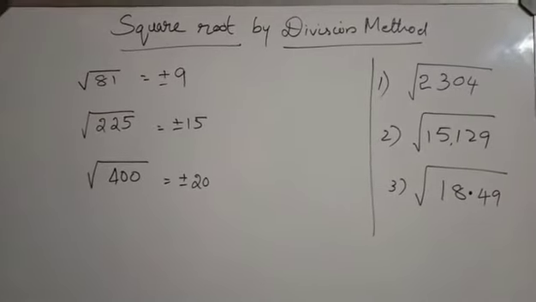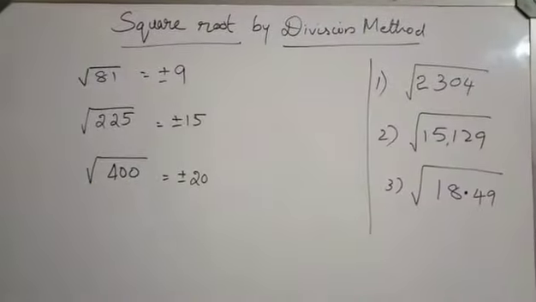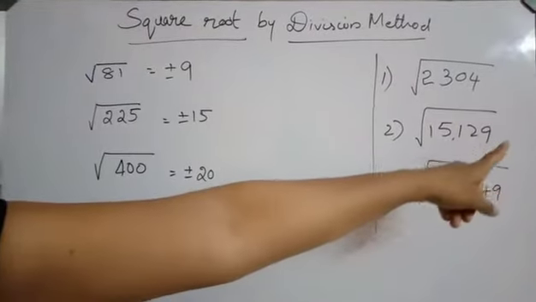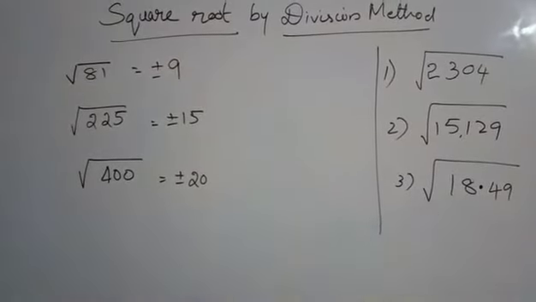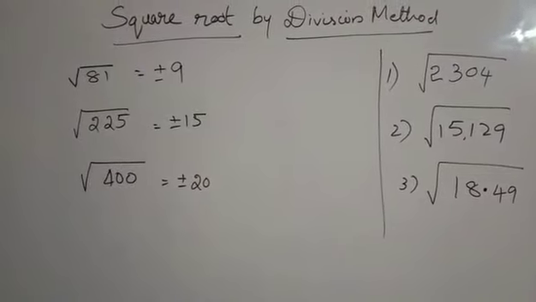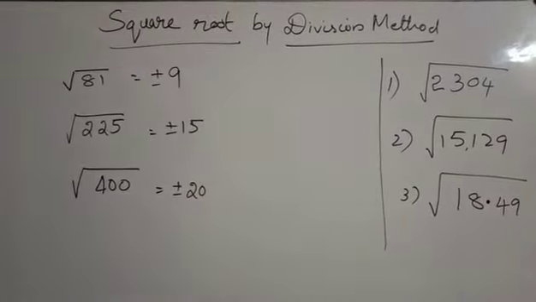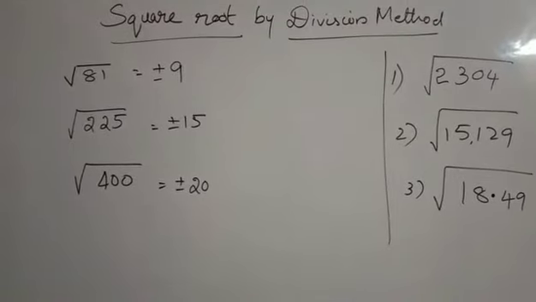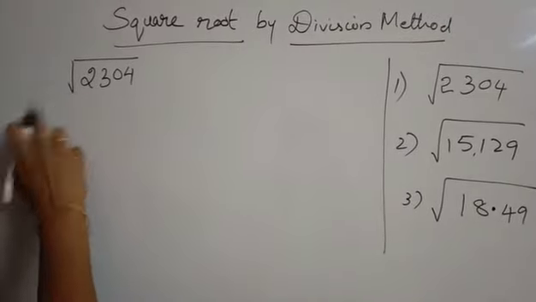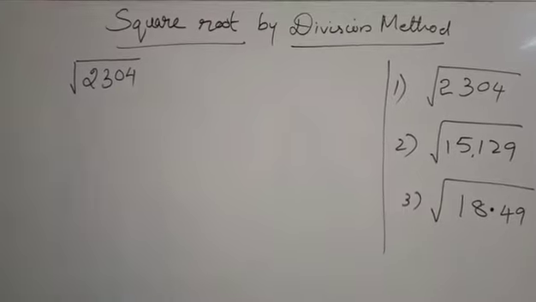Can you tell me the square root of 2304? 15,129? 18.49? Yes, in today's class, let's study how to find the square root of perfect square numbers by the division method. Let's consider the square root of 2304.